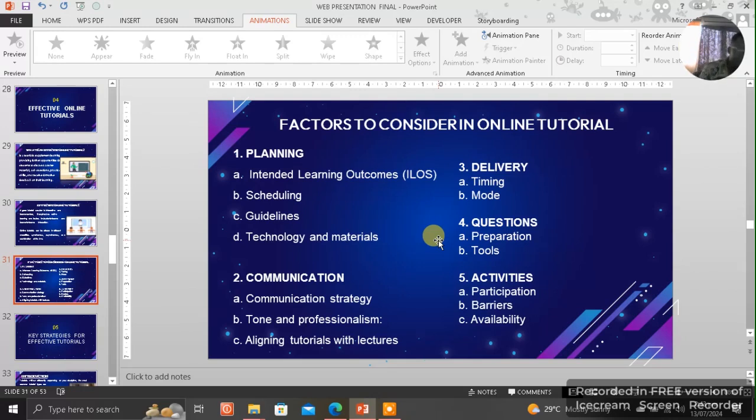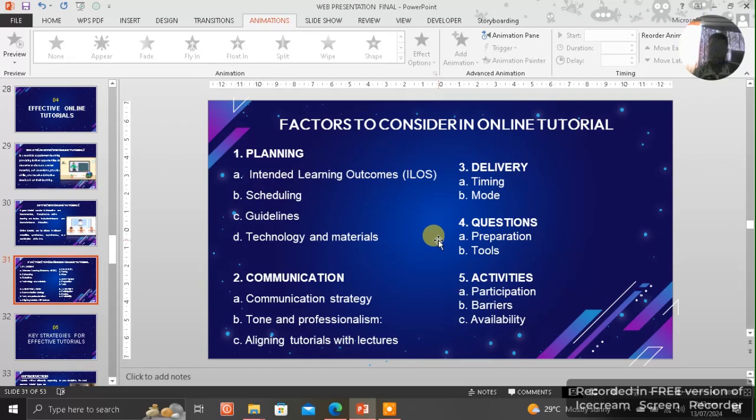Make sure in your planning, in the steps you take, you make the students aware of the materials and the technology requirements of your tutorial. So when you are planning, consider these four or five things I've outlined: intended learning outcomes, your scheduling with no crashing, your guidelines, and the technology and the materials you use.